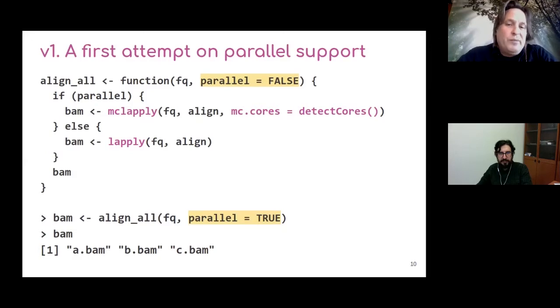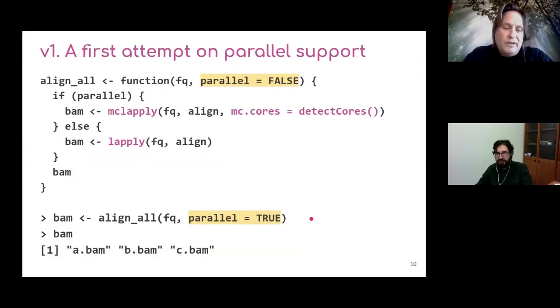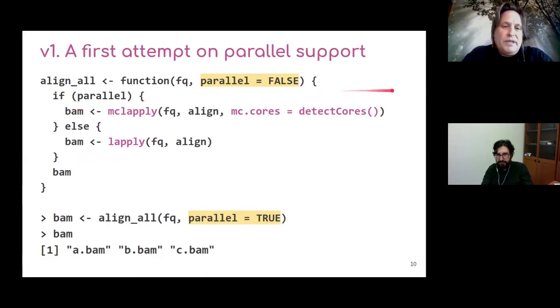Now, if you want to parallelize, your first attempt might be like this. You provide an additional argument, say parallel equal to FALSE. That's the default here. But if the user wants to do parallelization, they can specify that as an argument, parallel equal to TRUE. And what happens in the function is that conditionally, if you do parallel, it will call mclapply. And in this case, you choose to say, let's parallelize as much as you can, and you use all the cores available in the current machine. So you call detectCores. And if the user didn't want to parallelize, they will end up with a regular lapply.